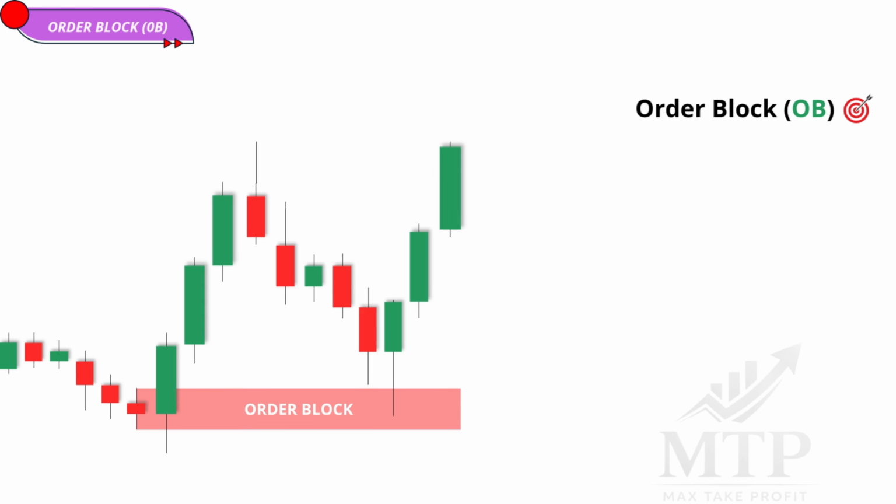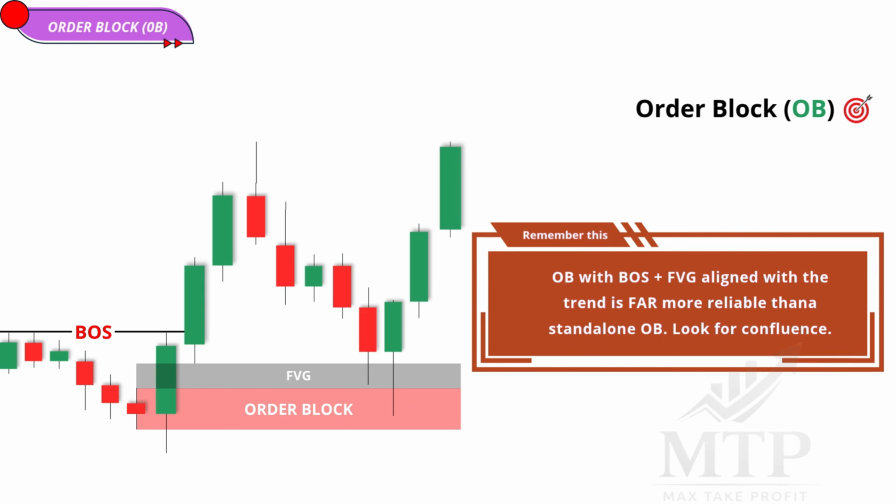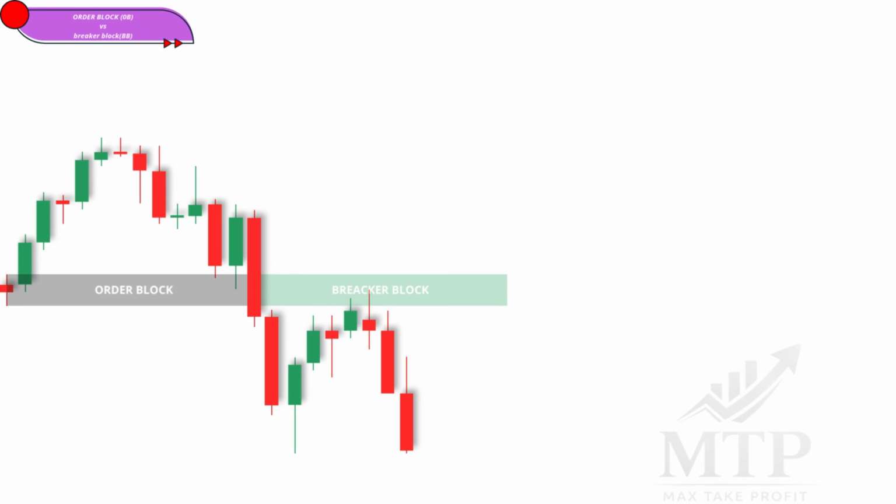But pay attention. A valid OB is not based on luck. It rests on two major criteria, a valid BOS, plus an FVG, all aligned with the market trend. If these three elements are present, you have a quality OB. Remember this. An OB with BOS plus FVG aligned with the trend is far more reliable than a standalone OB. Look for confluence. Breaker block BB versus order block OB.